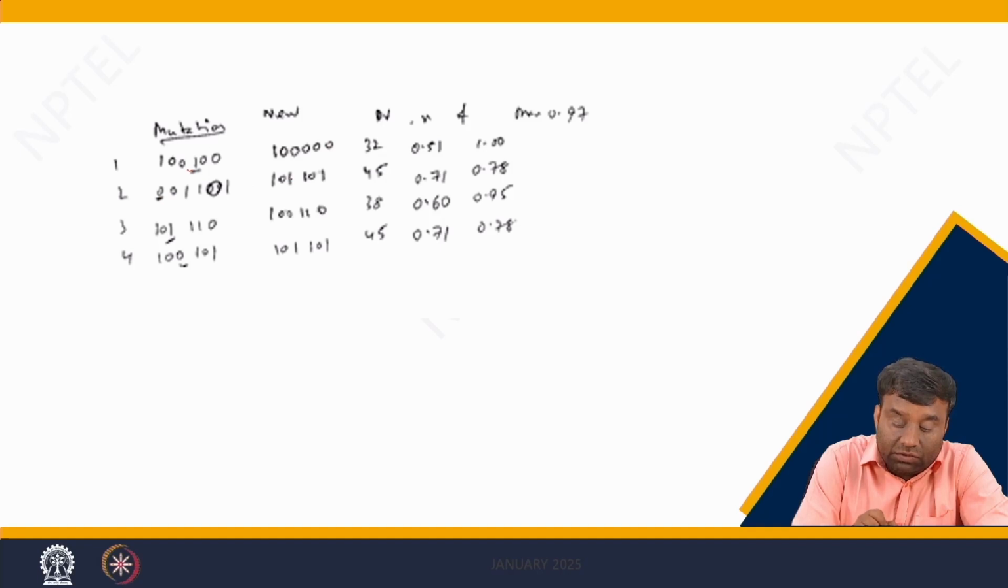That is 1 0 1 1 0 1. That is 1 0 0 1 1 0. This is 1 0 1 1 0 1. So x is 0.51. So the f value you can write is something like 1.00. Here this is 0.78. Previously it was maximum these things, now it is maximum 1.